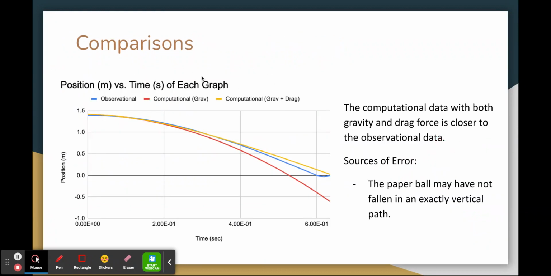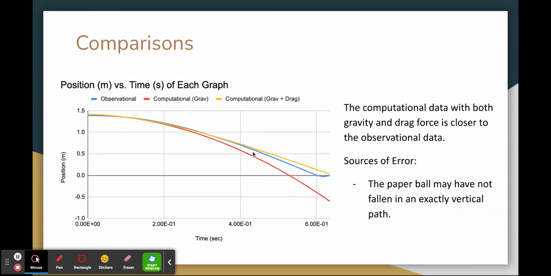Comparing all of these together, blue is our observational data, red is the one with just gravity, and yellow is the one with gravity and drag. Here we can see that the yellow and blue lines are very similar, so this tells us that the observational data and our computational data with gravity and drag force are more similar compared to just having gravity in our computational data.